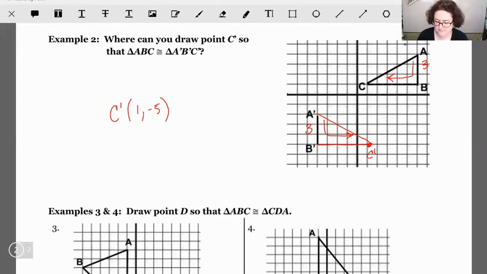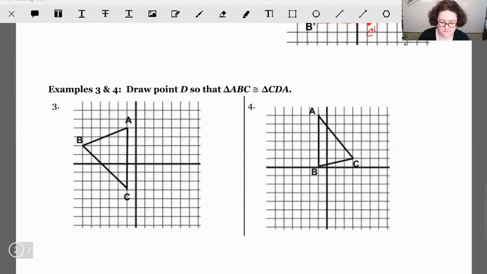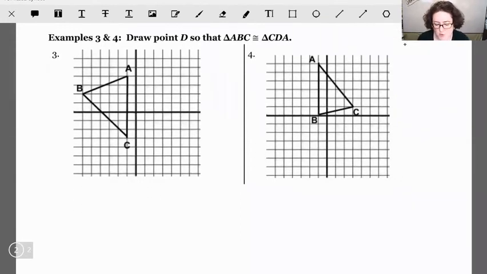Let's try another one. So example 3. We're going to draw point D so that we have triangle ABC congruent to triangle CDA. Now this one's a little different. You'll notice, and I'm going to go ahead and write this down below. Actually, let's write over here. So triangle ABC has to be congruent to triangle CDA.